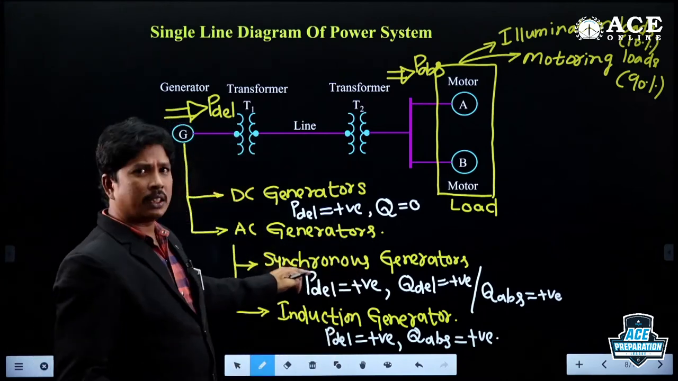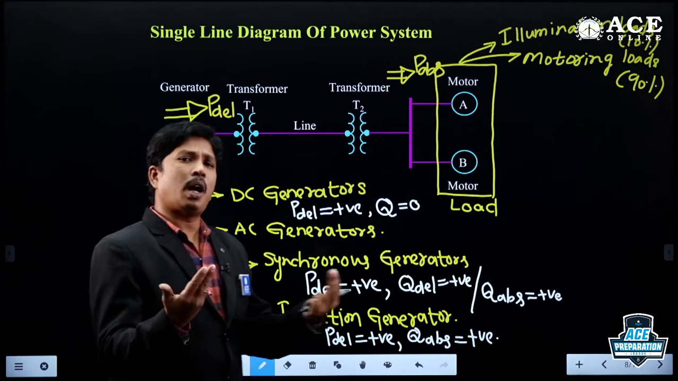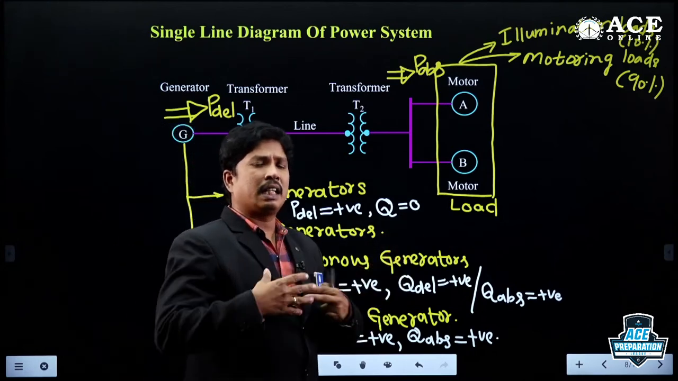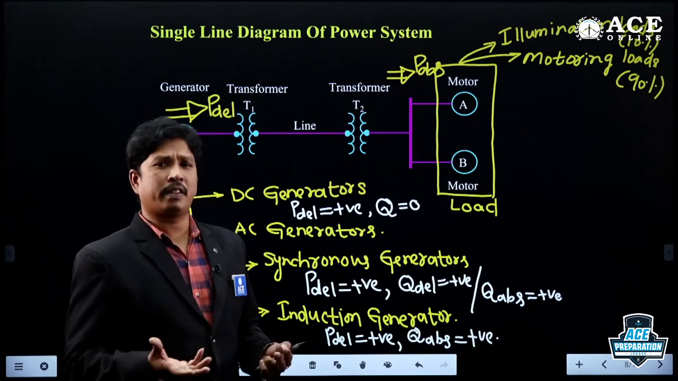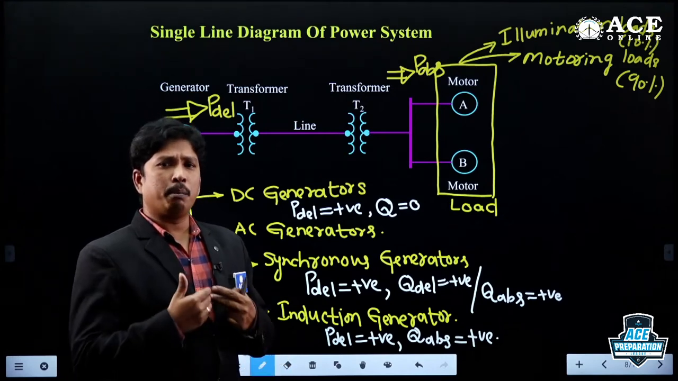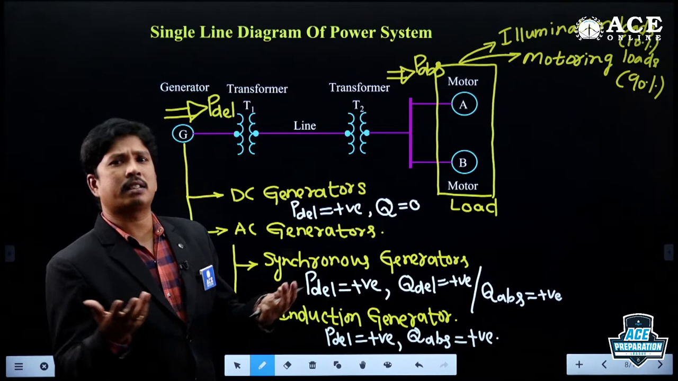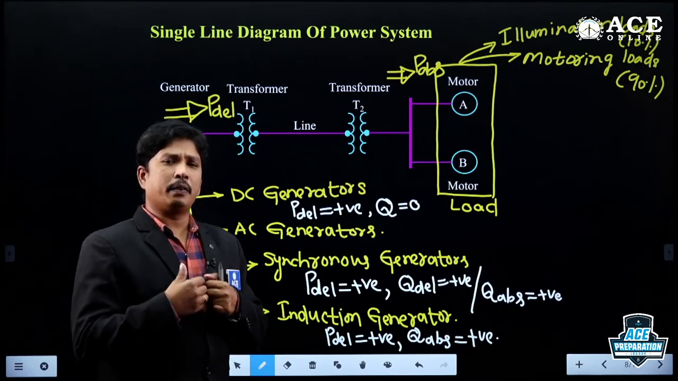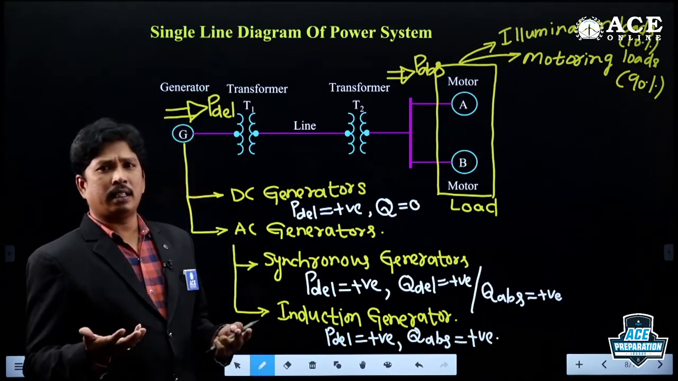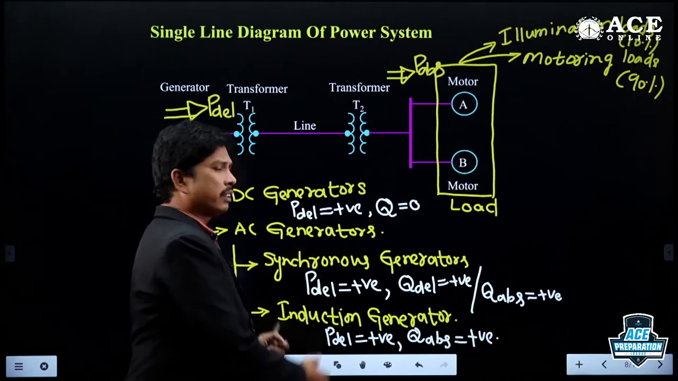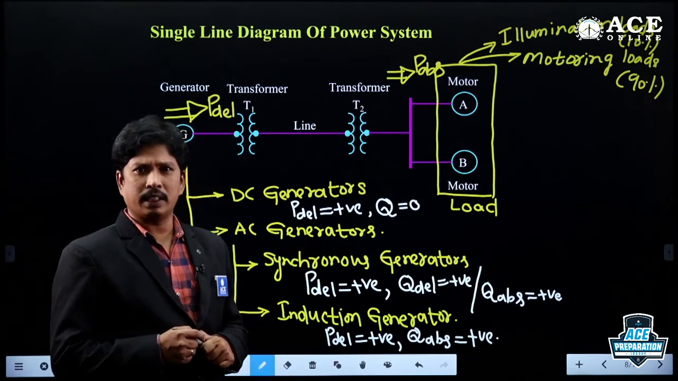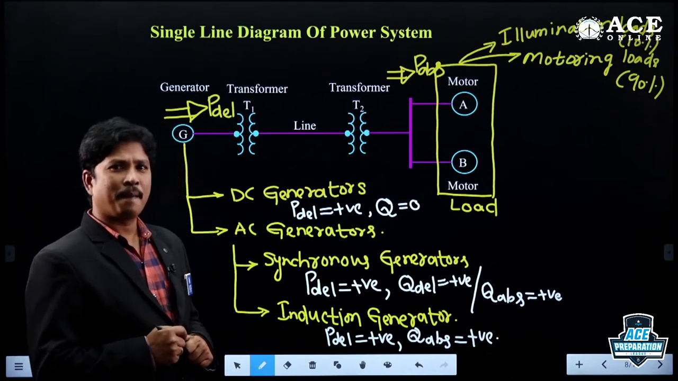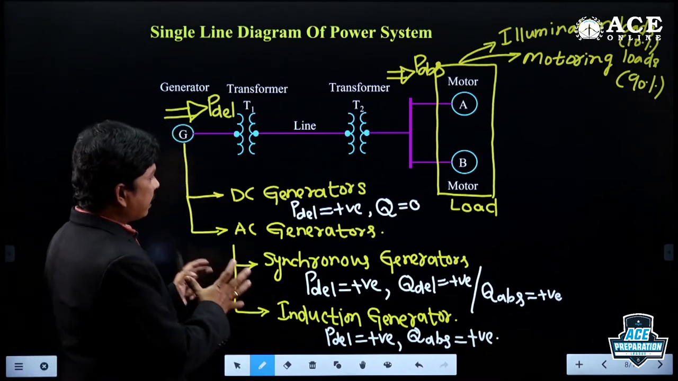But with a synchronous generator, if you want to operate synchronous generators in parallel, there are a lot of difficulties we have to face. So the synchronization process is a very, very difficult process. We need to match the frequencies, we need to match the phase sequences, and we need to match the terminal voltages, right? There are several things we need to maintain in case of synchronous generators. Got it, everyone?